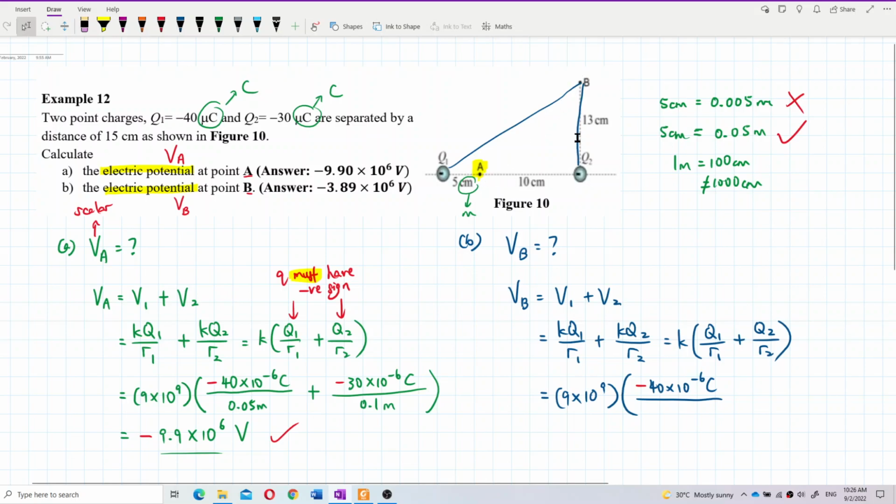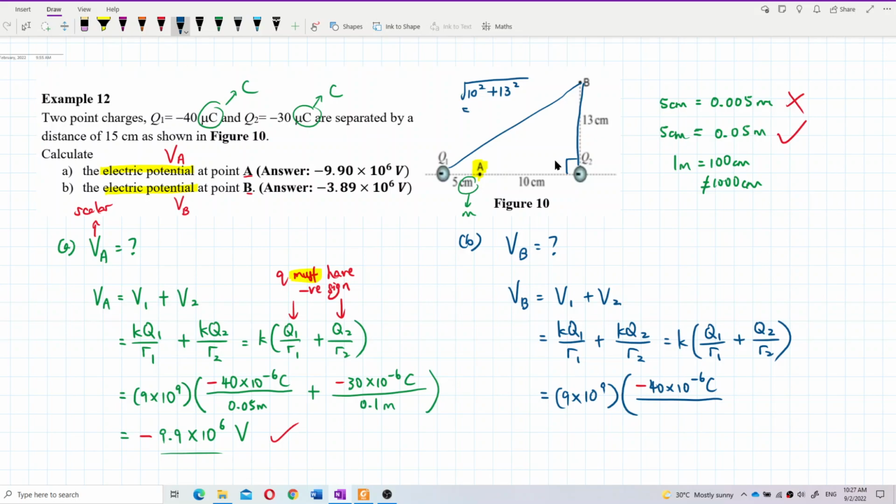So Q1 to B is how far? We take this 10, 13. So you need to do Pythagoras theorem. So this one should be 10 square plus, oh, this one is in centimeter, so you need to change it. I think I can maintain in centimeter first, then we change to meter later on. So this one should be 10 centimeter plus 13 square.